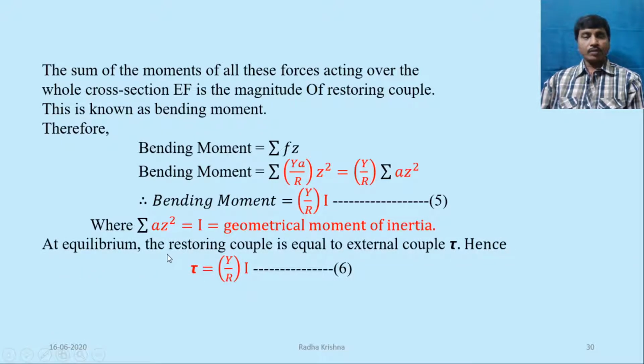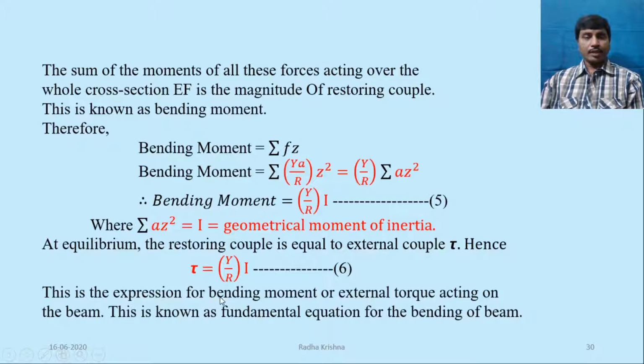At equilibrium, the restoring couple is equal to the external couple tau. Hence, external couple tau is equal to Y by R into I. This is the expression for bending moment or external torque acting on the beam. This is known as the fundamental equation for the bending of a beam.